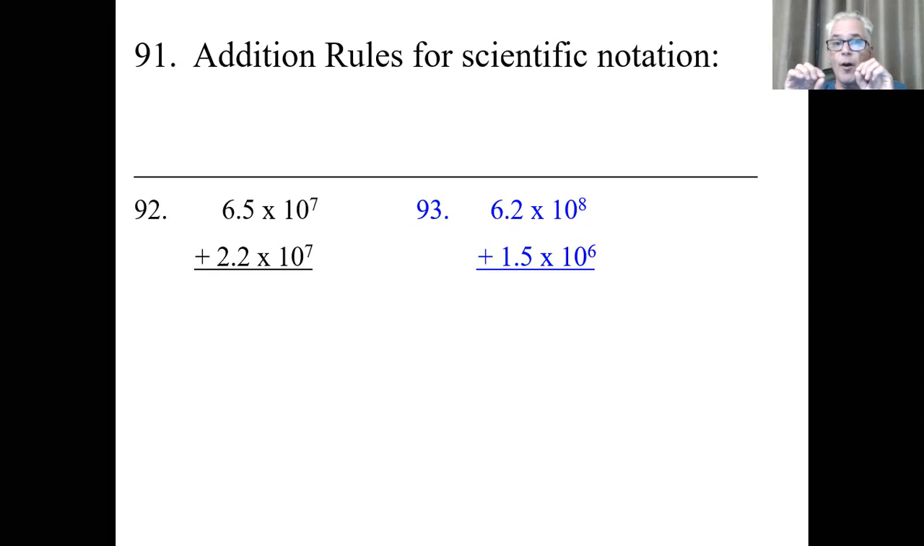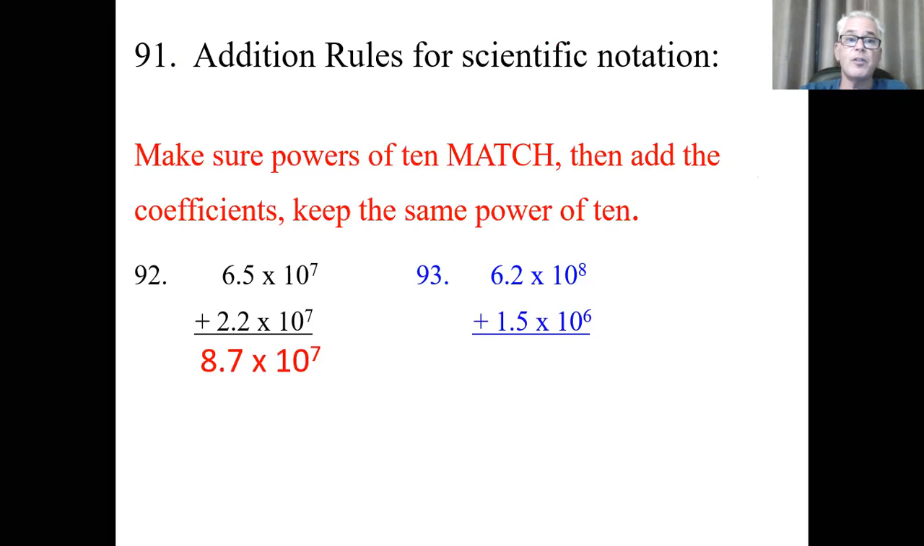So for addition and also for subtraction, you have to make sure the powers of 10 match, and then you add the coefficients to keep the powers of 10. So for 92, 6.5 and 2.2 is 8.7. You just add them up. 5 plus 2 is 7, and then the next 6 plus 2 is 8, and you keep it at 10 to the 7th. But for 93, you have to choose which one of these you're going to do.